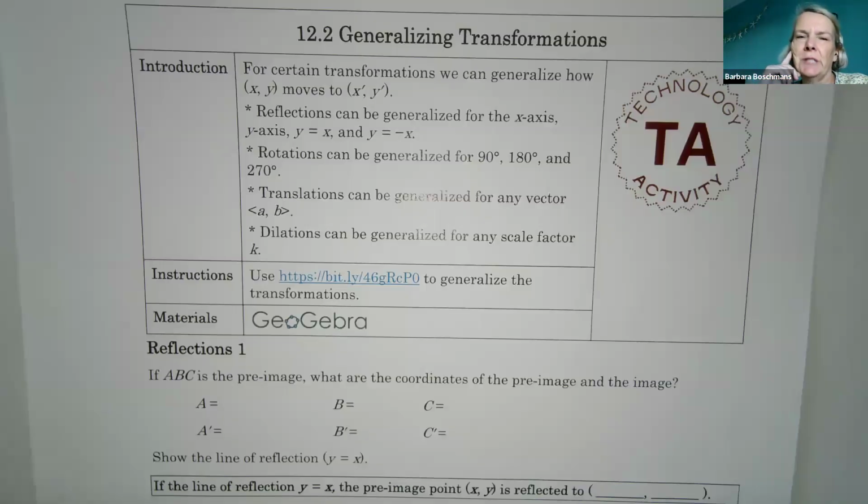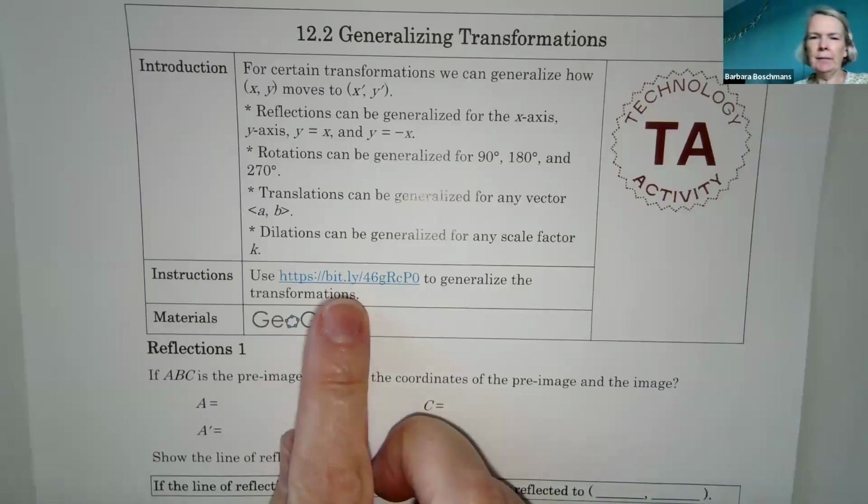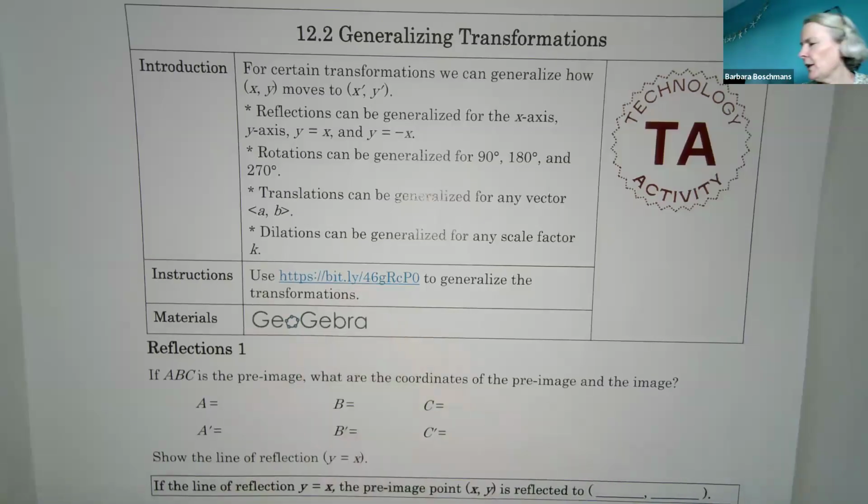Activity 12.2, Generalizing Transformations, is going to be a nice way for us to generalize what happens with the different types of transformations so we can predict where those points will end up like we did in the last activity. Again, you want to type in the bit.ly URL right there, and then I will head over there and open it up too.